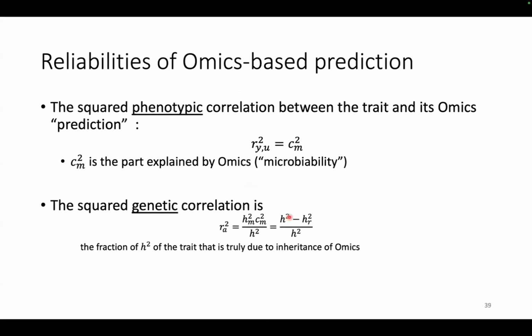From here, you can also work out the genetic correlation between something that I predict with omics and something that I actually see. For instance, if I wanted to predict methane emissions with omics, and I can measure methane emissions, then I know that the genetic correlation is this thing. It's basically the heritability of the omics times the microviability, and that goes between -1 and 1.